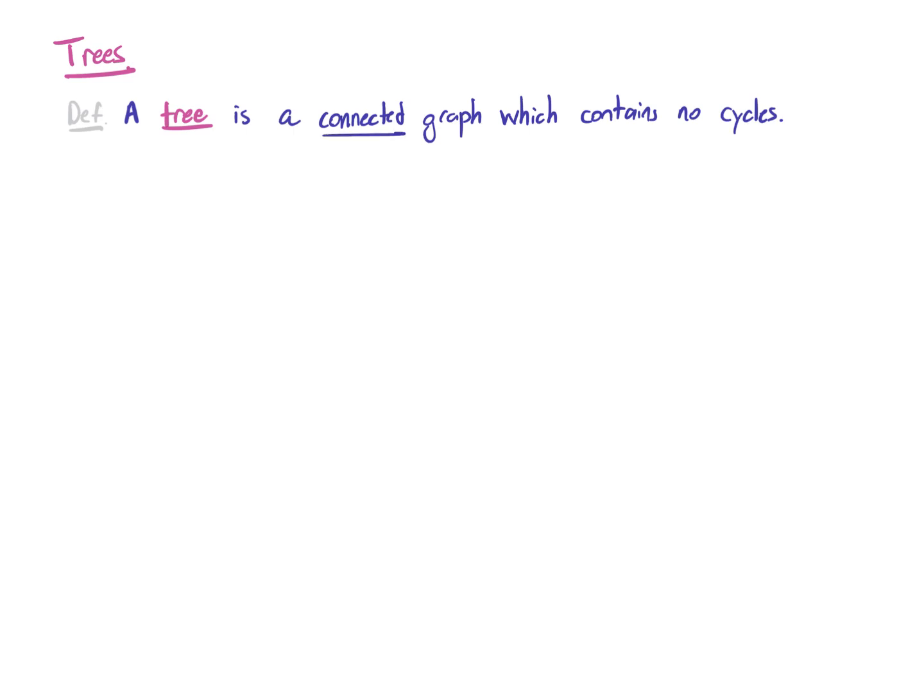In the next several videos, we are going to study trees in some detail. A tree is a special kind of graph that appears quite frequently in many applications in computer science and mathematics. A tree is a connected graph which contains no cycles. So there's two pieces here. We need our graph to be connected and we need it to contain no cycles.